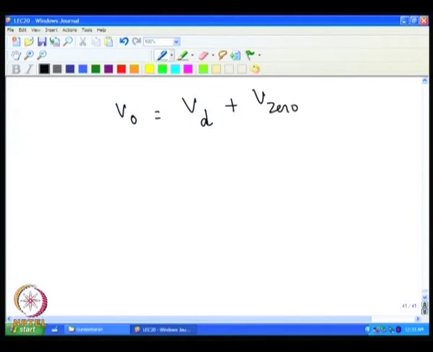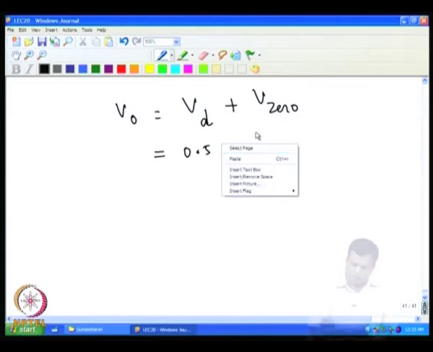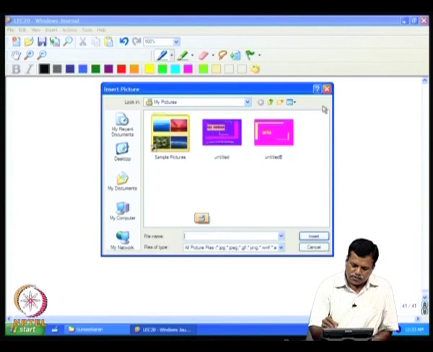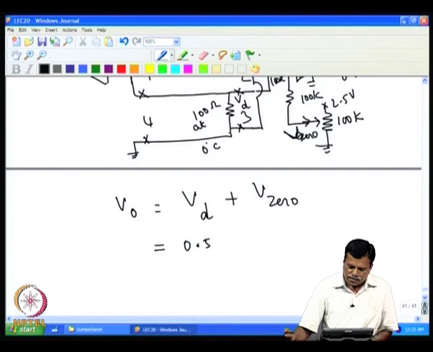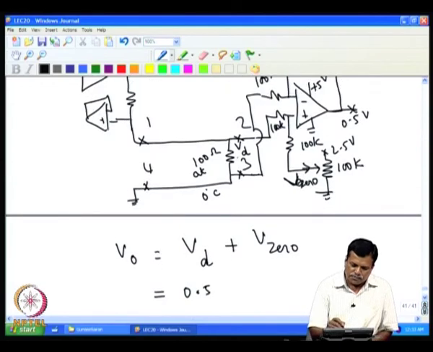So, in this case V D is 0.5 volt, the voltage across the platinum resistance thermometer is 0.5 volt, and we have kept this one at, say, 1 volt, then the output will be 1.5 volt. So, one can adjust this to get whatever voltage we want.